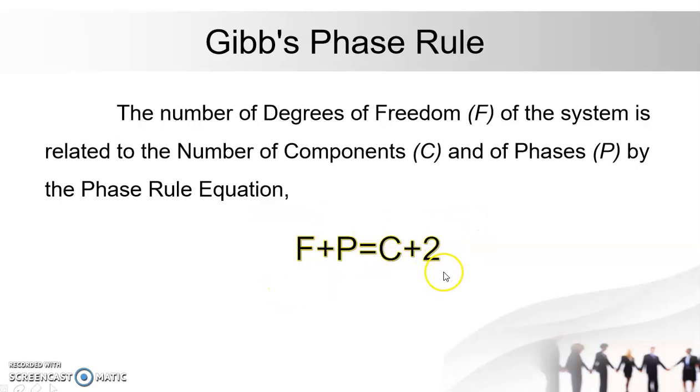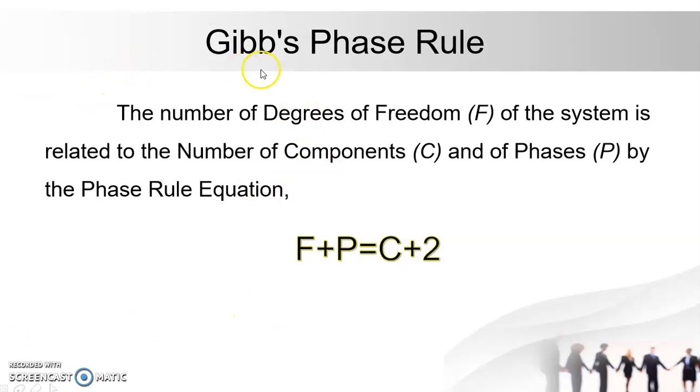Actually, this is the outcome of the derivation which was derived based on certain thermodynamic principles. F plus P equal to C plus 2. This is Gibbs phase rule. We can write it as F equal to C minus P plus 2. Okay, this is Gibbs phase rule.